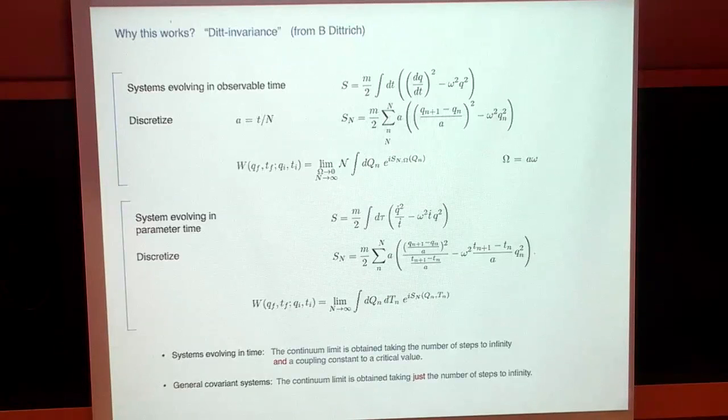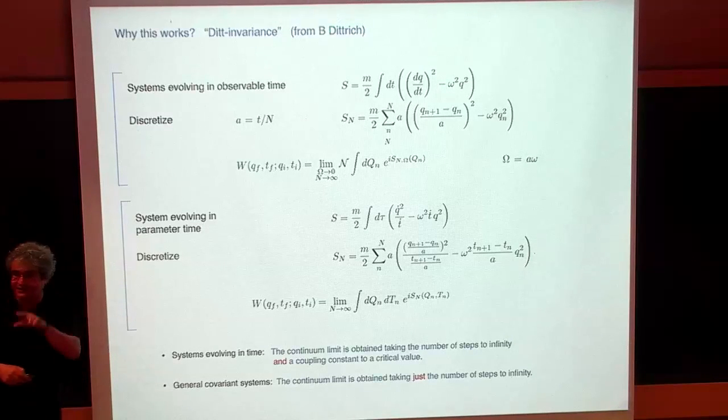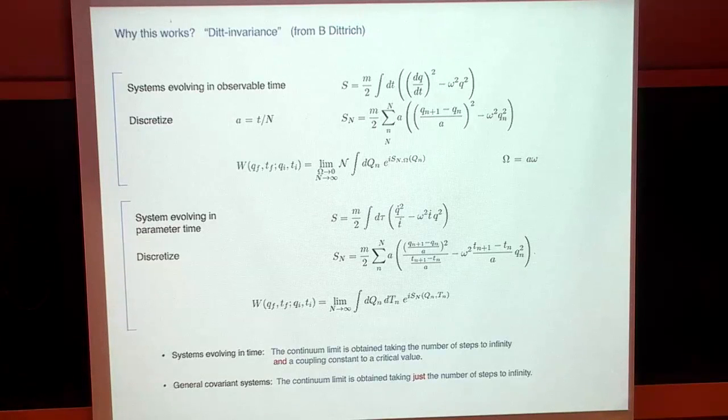Oh, here I kept hesitating. I think I do have a little bit of time. There is a huge difference with lattice gauge theory, which I want to point out. I call it DIT invariant because I got the core of this from some work by Bianca. If you discretize a standard system, like a harmonic oscillator, and write the path integral, as you all know, you have to take two limits.